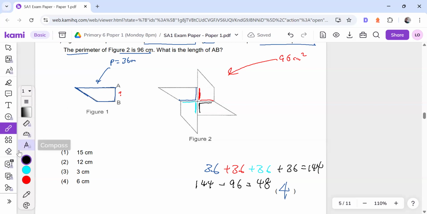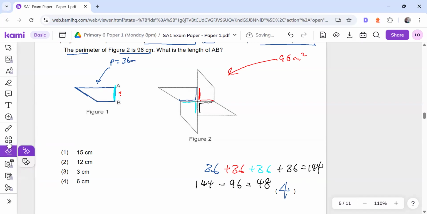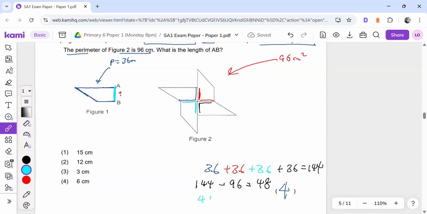So what is the length of one line? How long is this one line? I just divide by 8. I take 48 and divide by 8. I will get 6. So how long is one short line? 6 cm. Understand now? Clear? So that's how you get the answer. And to do that, you can use colors. When you use colors, you might be able to see something. Otherwise, it's a bit hard to see.